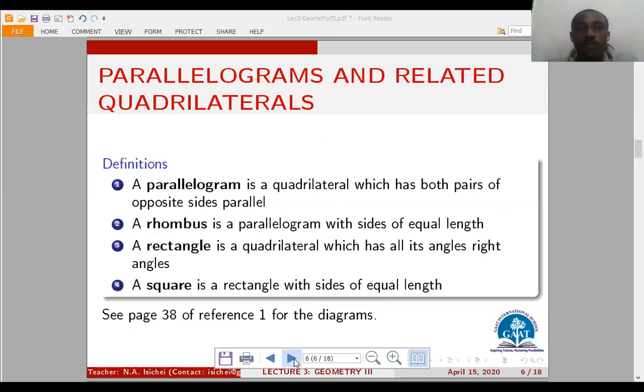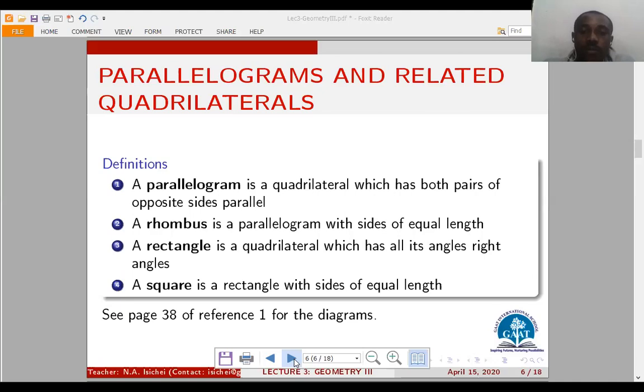Now, let's commence the lesson in full. So we have parallelograms and related quadrilaterals. Definitions. 1. A parallelogram is a quadrilateral which has both pairs of opposite sides parallel. 2. A rhombus is a parallelogram with sides of equal length. 3. A rectangle is a quadrilateral which has all its angles right angles. 4. A square is a rectangle with sides of equal length.